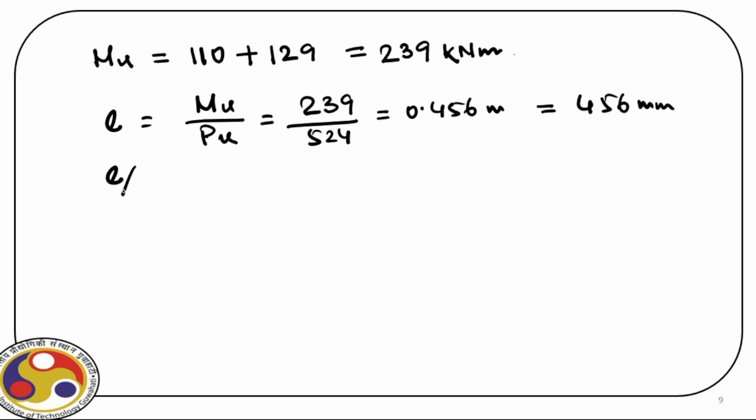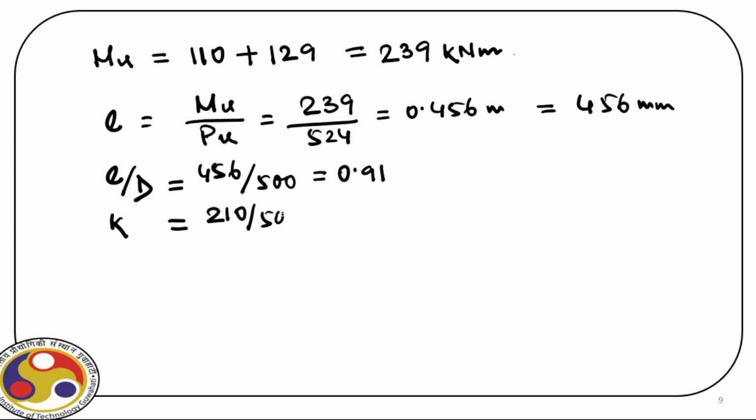Now e by D, let us check. So e by D is 456 divided by 500. So it is equal to 0.91. And k we have already evaluated. k is nothing but 210 divided by 500, which is equal to 0.42. So this is the combination for balanced failure.